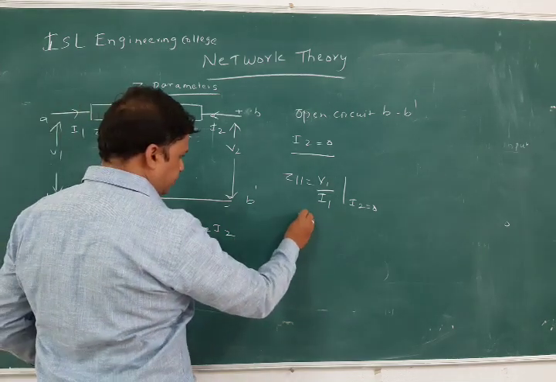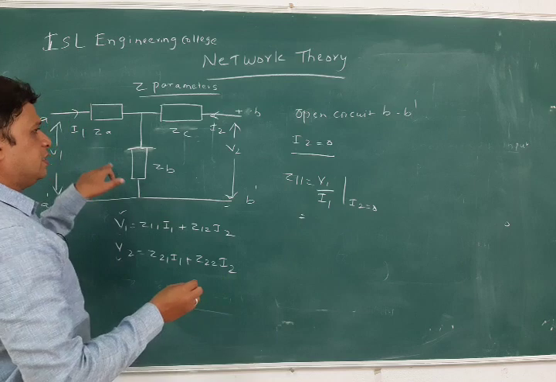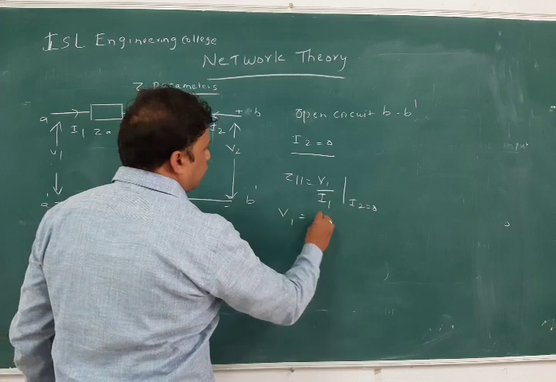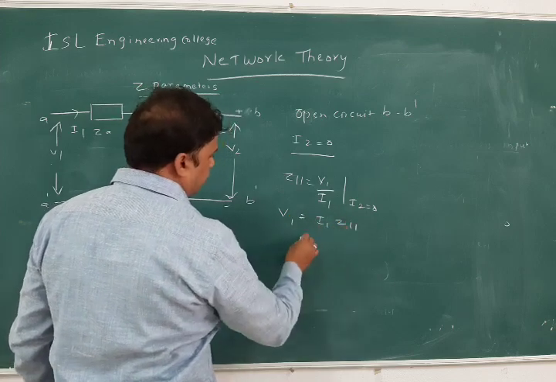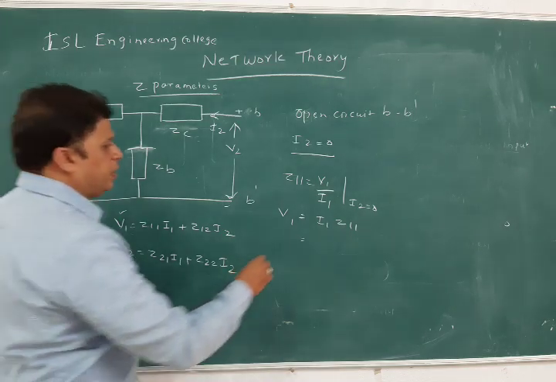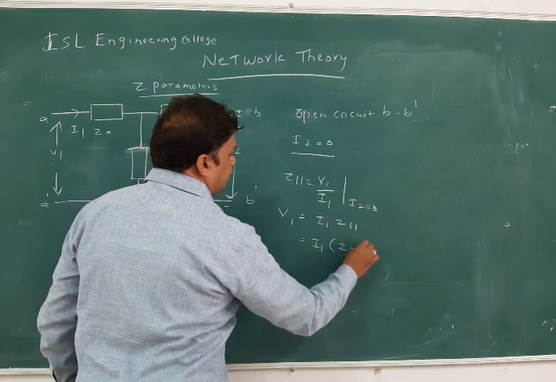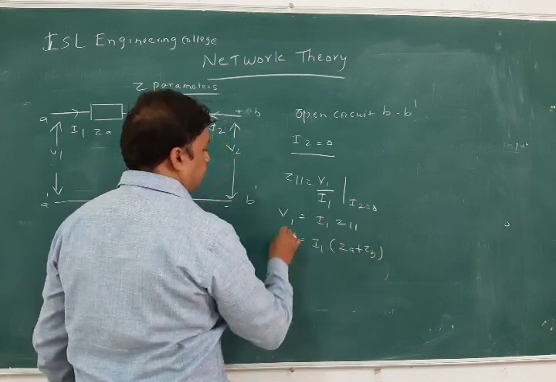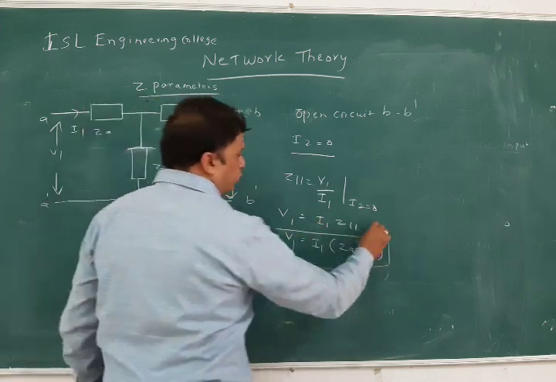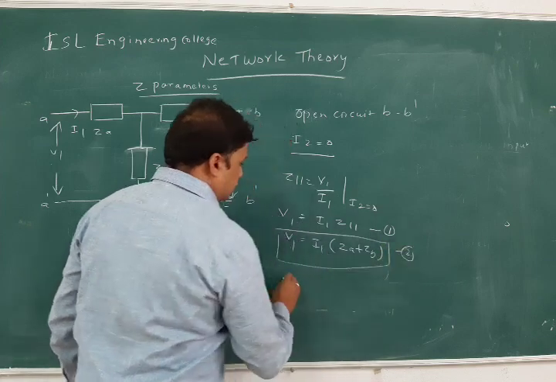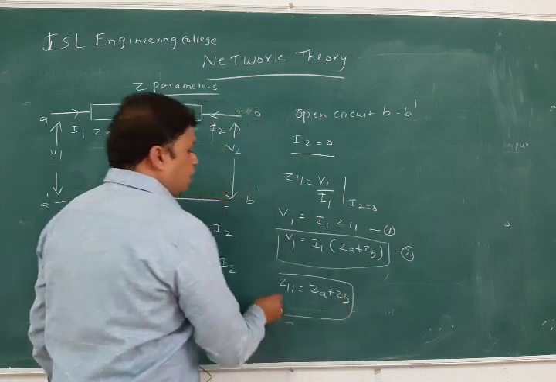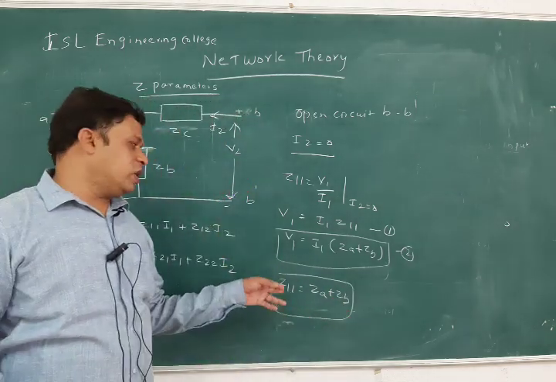So we will see here, these both are in series. We write V1 is equal to I1 into Z11. If you apply Ohm's law here, V1 is equal to I1 into ZA plus ZB. From these two equations, 1 and 2, we can say that Z11 is equal to ZA plus ZB. So we got the Z11 parameter.